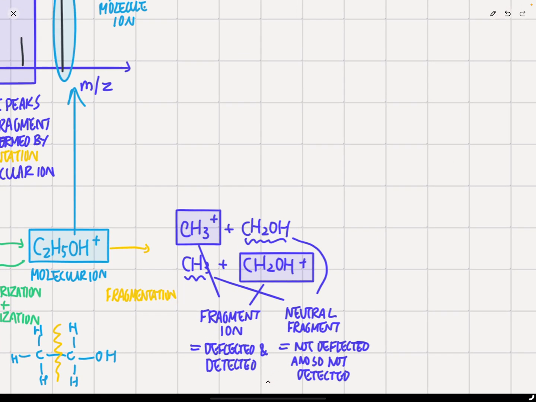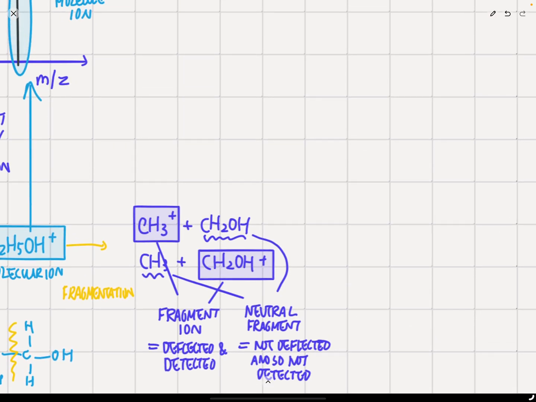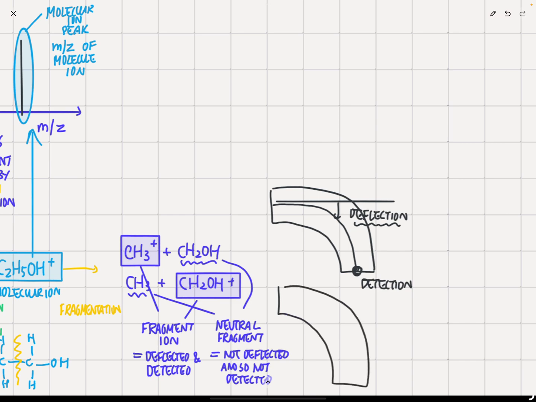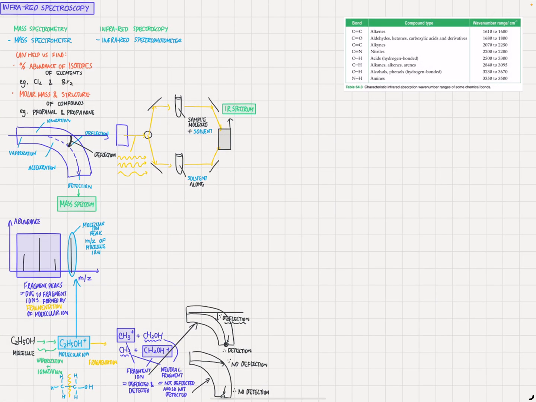Deflection means changing the direction of movement. So for the fragment ions, they will be deflected. So you see, this is what we call deflection. And after deflection occurs, they will hit the detector, and that's where detection occurs. But for the neutral fragments, because they will not undergo deflection at all, they will go straight to the wall. So we say there is no deflection, and therefore there will be no detection, as they could never get to the detector, which is at this position. So this is what happens here, and this is what happens there. So that's mass spectrometry.